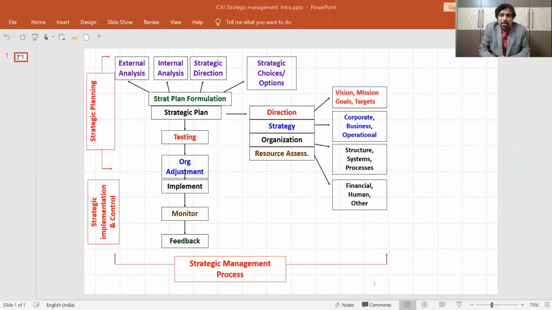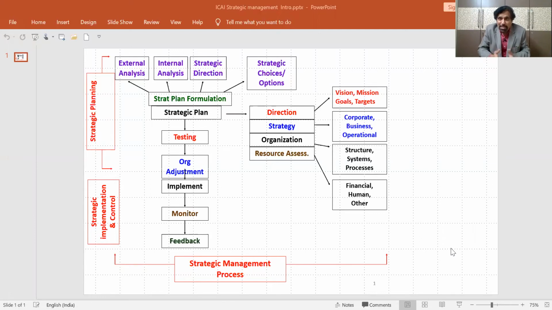Let's get now an overview of the strategic management process, or what strategic management comprises. I have a slide to share here. Strategic management can be viewed in terms of the strategic formulation part of the strategic management process, the strategic implementation, and finally the strategic control. So let's look at strategic formulation.